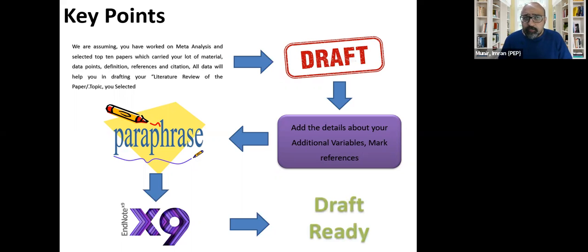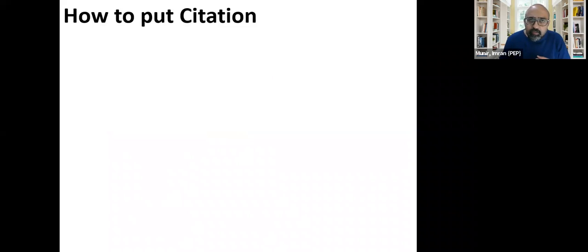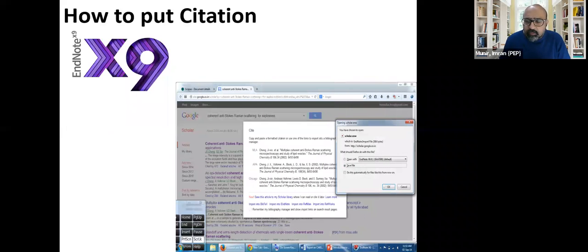So now the draft is ready. I hope I have tried my best to convey how to write the literature review in a snapshot, right? So let's talk about how to put in citations. As I have already told you, you will install EndNote, and after installing EndNote, you will go to Google settings, and in Google settings you will find the EndNote icon or a menu tab, which you will activate.